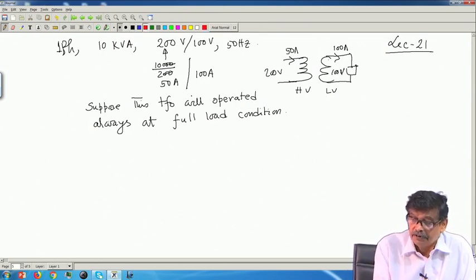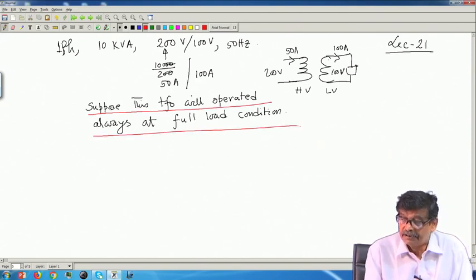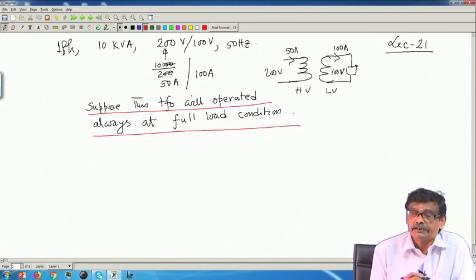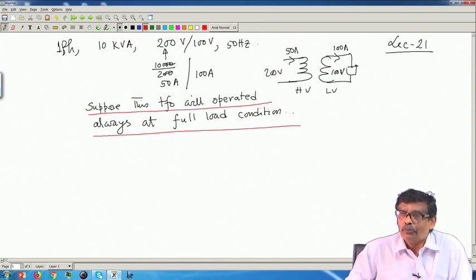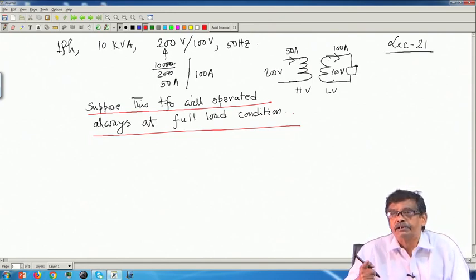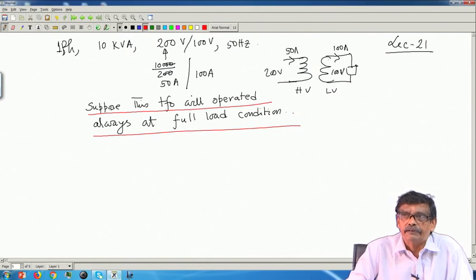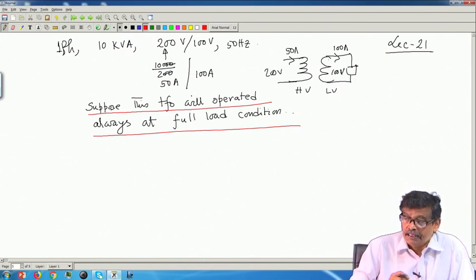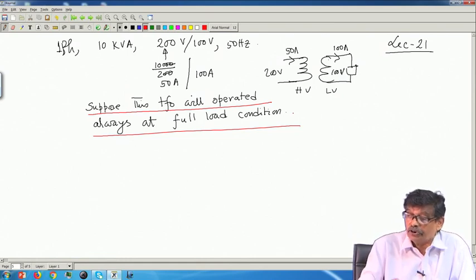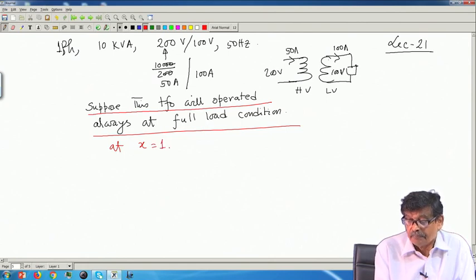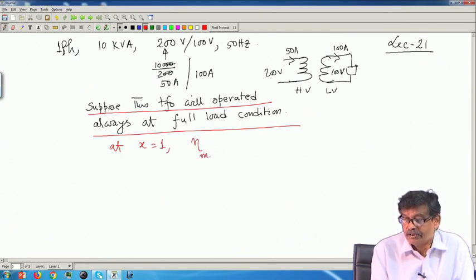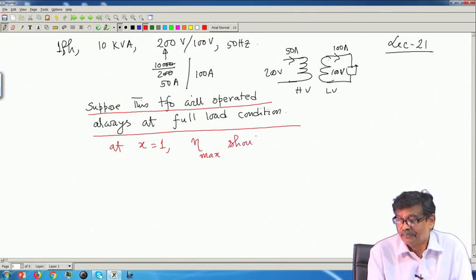So, suppose this transformer will be operated always at full load condition, that is, it will always be handling 10 kVA. Then the question is, at what value of x should I demand that the transformer have maximum efficiency? That is the question I should naturally ask, and the answer is very simple. If you know this transformer will be operated continuously at full load condition, then at x equal to 1, eta max should occur, is it not?